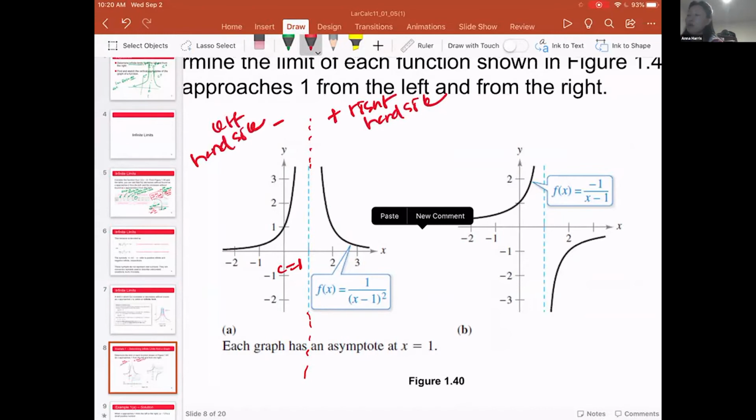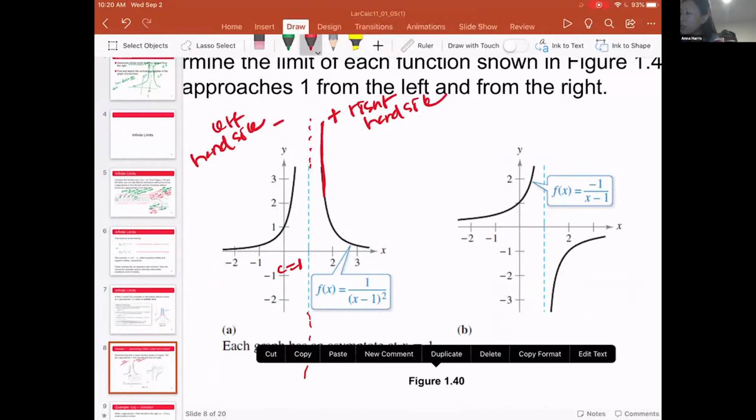Okay, where does this one go to? Where does this one keep going up? As x approaches 1, where does this one keep going? What is my limit approaching? Positive infinity. That's right. From the positive side of this function, 1 gives me positive infinity.